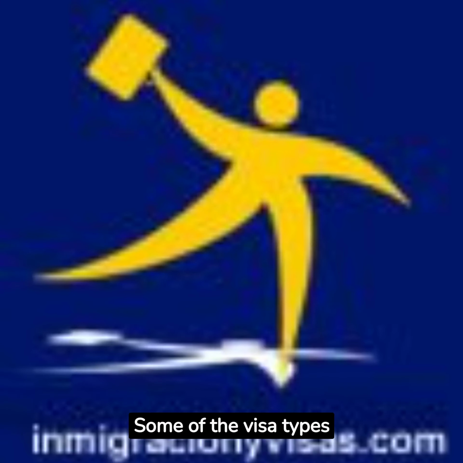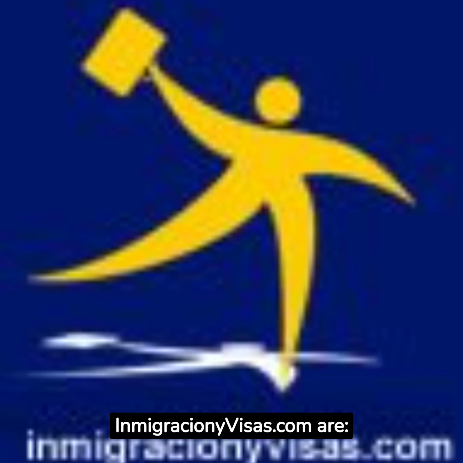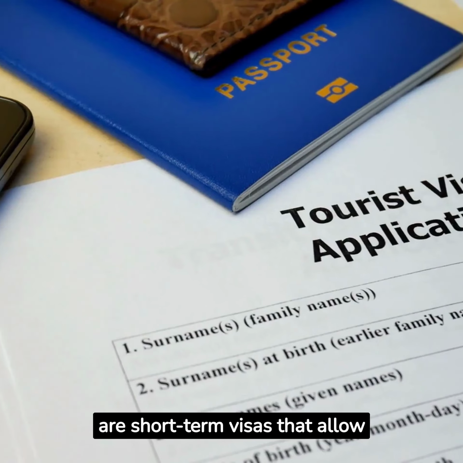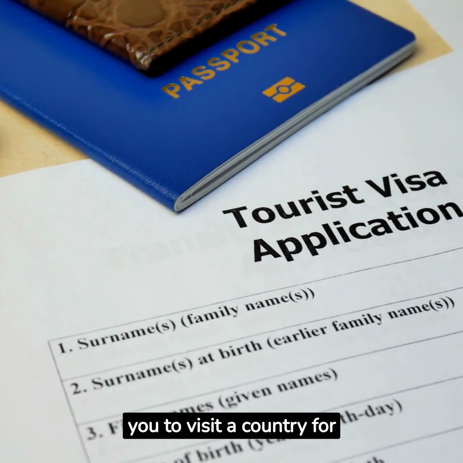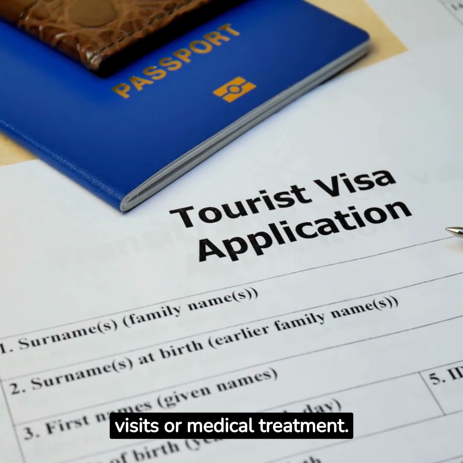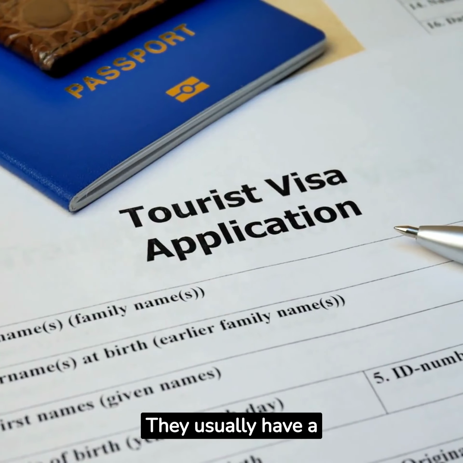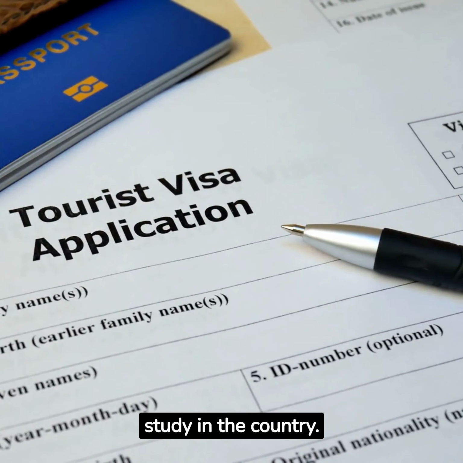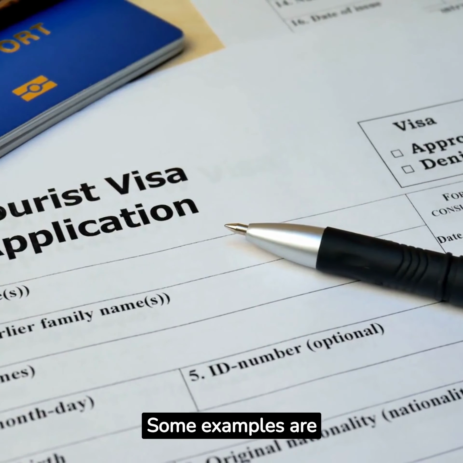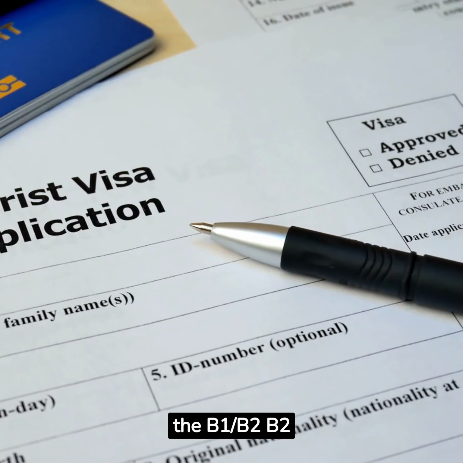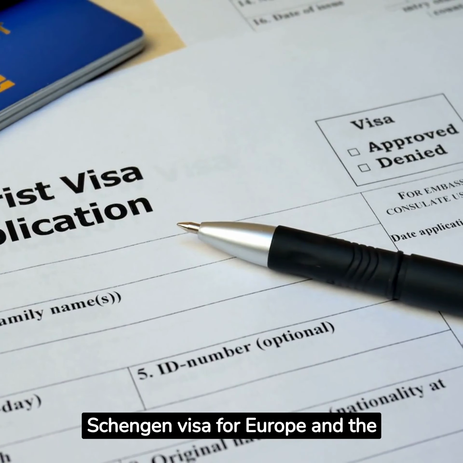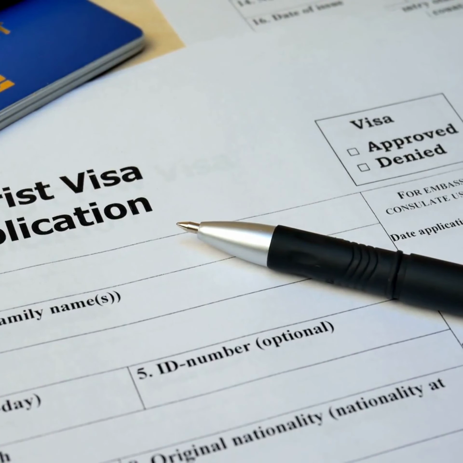Some of the visa types covered by inmigracionevisas.com are tourist visas. These are short-term visas that allow you to visit a country for leisure, sightseeing, family visits, or medical treatment. They usually have a duration of 3 to 6 months and do not allow you to work or study in the country. Some examples are the B1/B2 visa for the USA, the ETA for Canada, the Schengen visa for Europe, and the e-visitor for Australia.